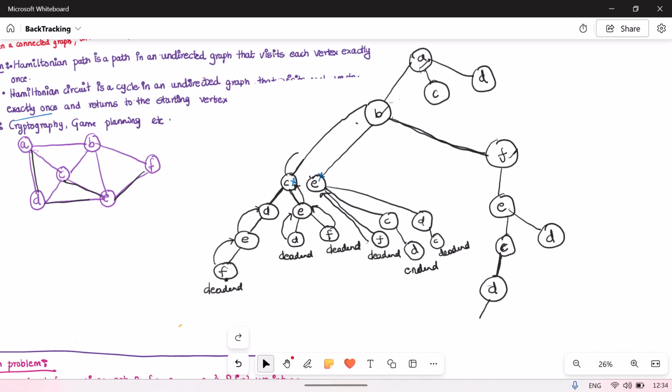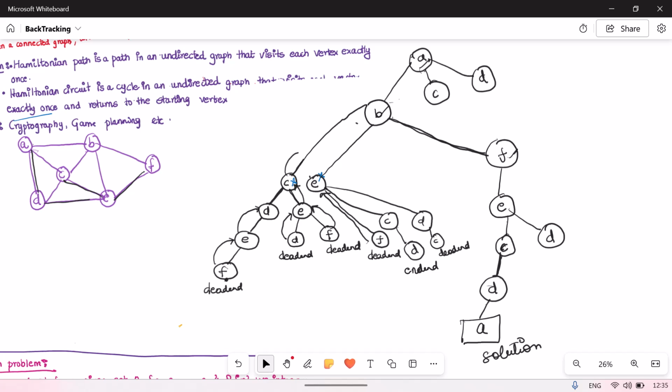So you can say that there is a formation of a Hamiltonian cycle. You have to start at a given vertex, visit all the vertices and come back to the original position. If you are able to do that, then you can say that Hamiltonian circuit is present. Okay, so this is a solution.